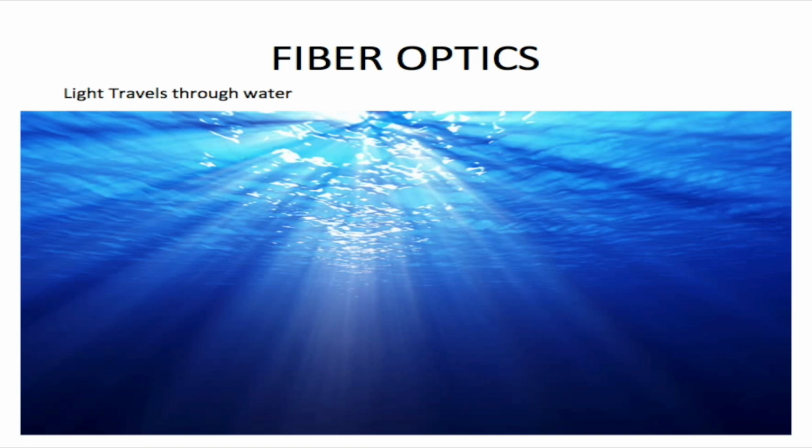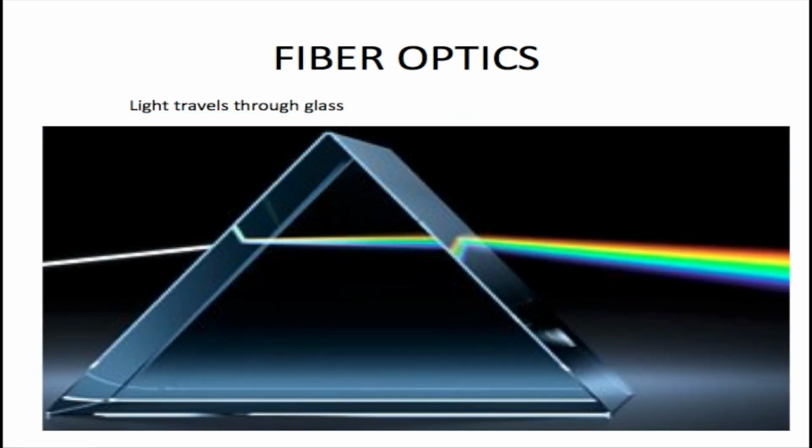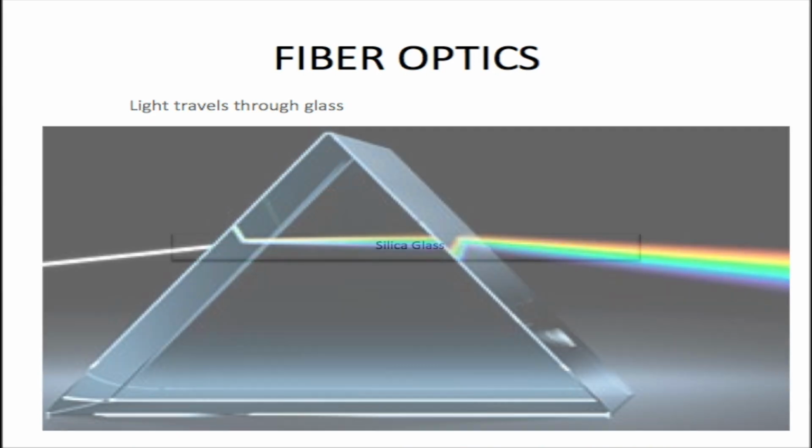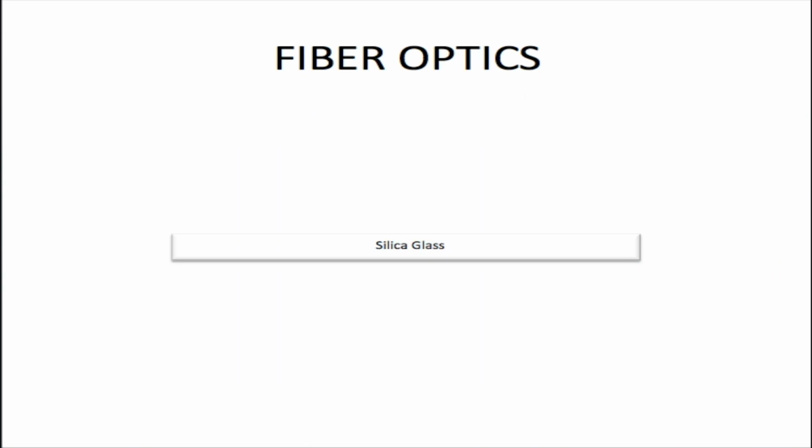For instance, water. Light travels through water at 225,000 kilometers per second. Glass is a bit more dense than water, so light would take a bit longer to travel through glass. Light travels through glass at 200,000 kilometers per second. Now that you know a bit about how light travels and the speed of light through various mediums, how we harness that light to get it from one point to another through fiber optics is the next thing that we're going to be talking about.